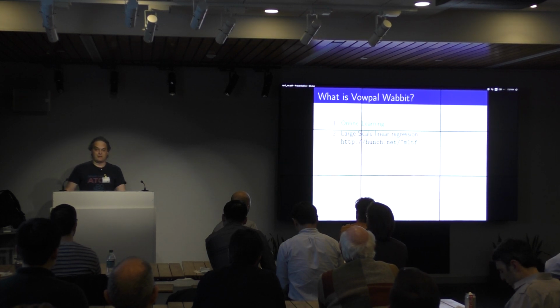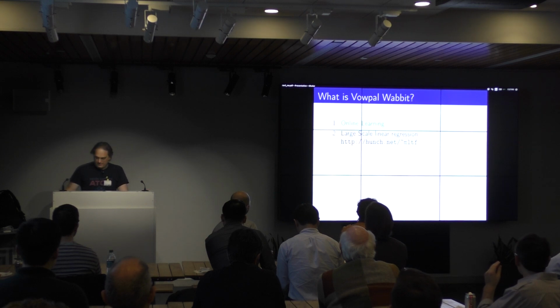One of these is large-scale linear regression. This was the first terascale learning system. It's designed to operate in a Hadoop environment on 1,000 nodes.